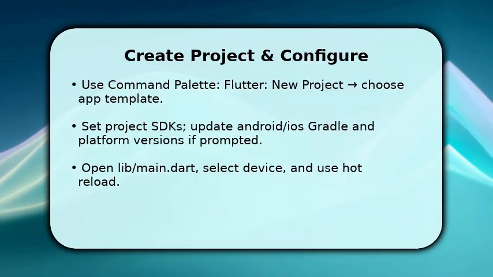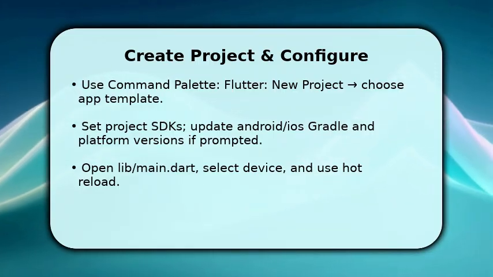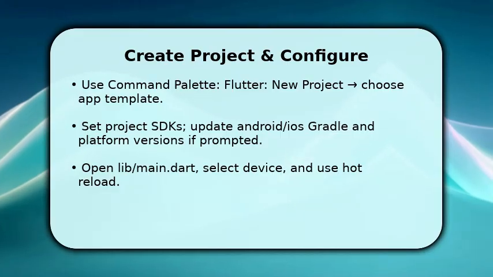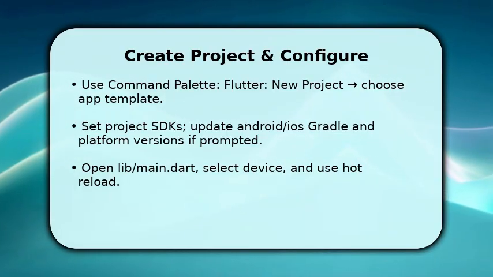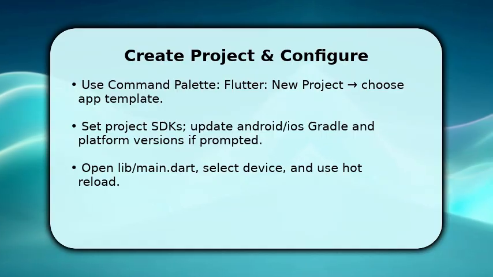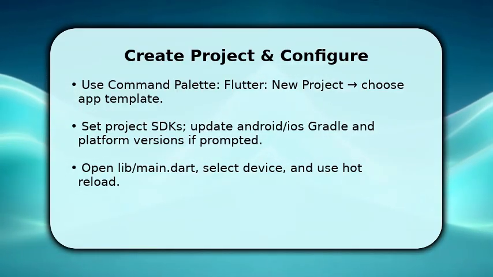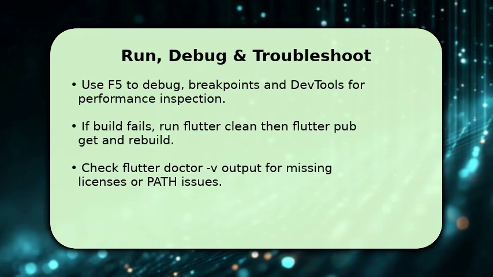Once the project opens, run flutter pub get in the terminal to fetch packages and resolve dependencies. If Android or iOS prompts about platform or Gradle versions, accept the recommended updates. They ensure build compatibility. Then select a target device in the lower right and press F5 to build and run with hot reload.